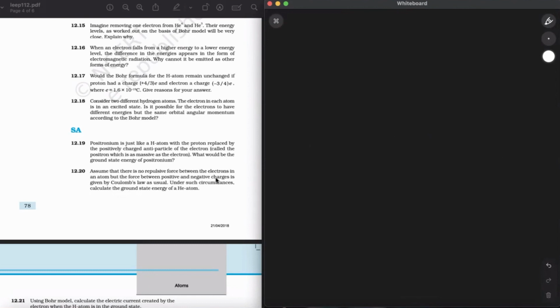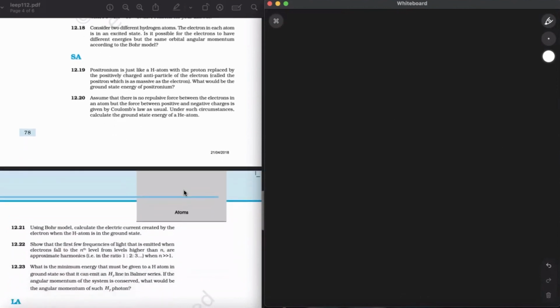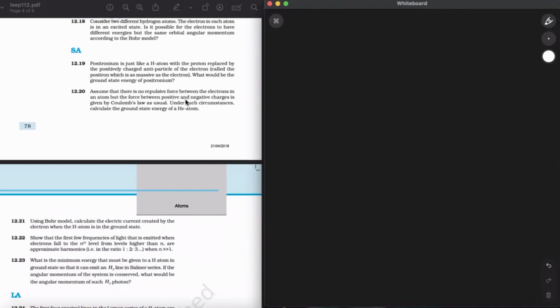So now question number 20. Assume that there is no repulsive force between the electrons in an atom, but the force between the positive and negative charges is given by Coulomb's law as usual. Under such circumstances, calculate the ground state energy of a helium atom.